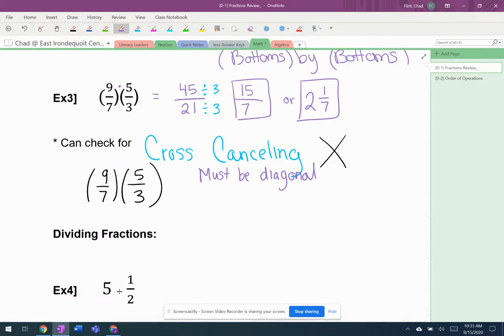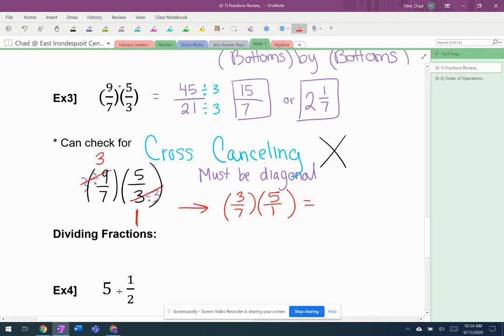However, something does go into both 9 and 3 evenly, and that would be 3. So I could quickly cancel out each of these pieces and divide them by 3. So that my 3 divided by 3 turns into a 1, and my 9 divided by 3 turns into a 3. So now I'm just going to take a second and rewrite that. I have 3/7 being multiplied by 5 over 1.